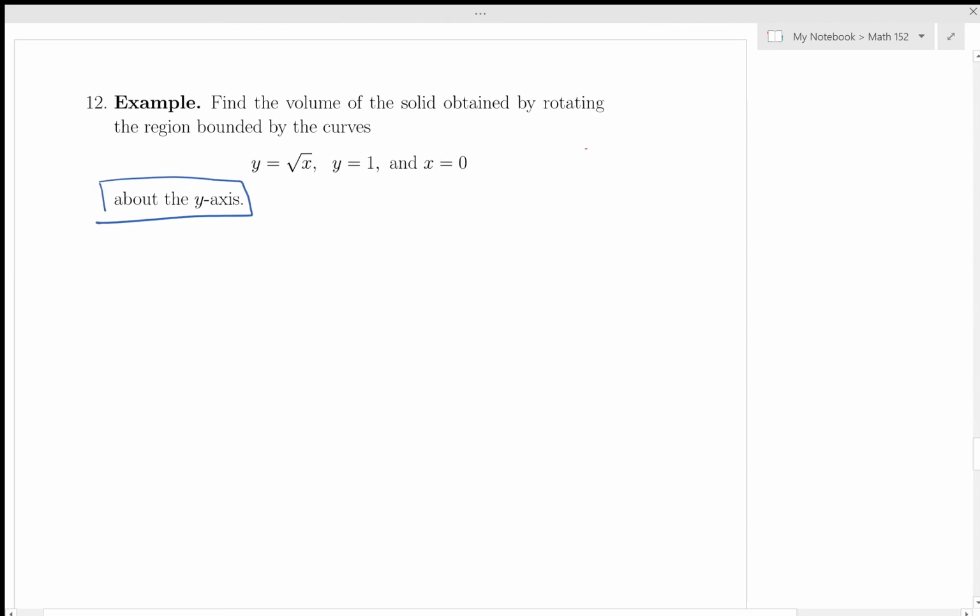We've got a region bounded by some curves, and then we're going to rotate that about the y-axis. I'm going to draw a picture of what this looks like. We have the curve y equals square root x. That looks like that.